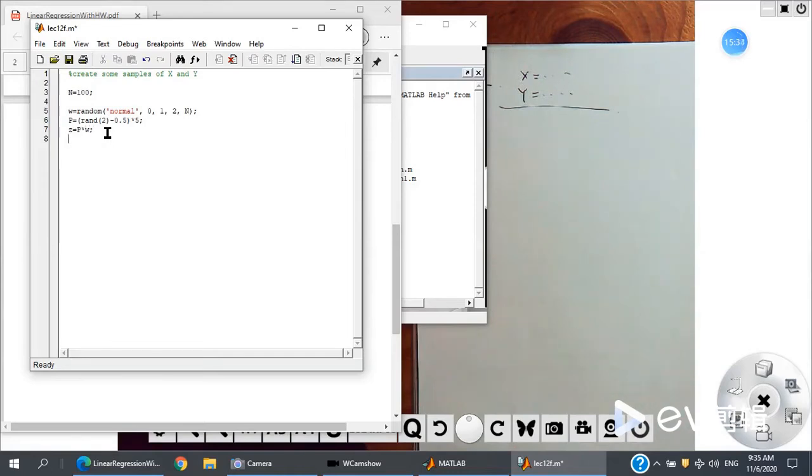Okay. Then I use X equal to this Z, the first row. This means the first row of Z, and Y equal to the second row of Z. Alright, we have these two, X and Y. Now I want to find A and B. How to get A and B? We have the formula here.